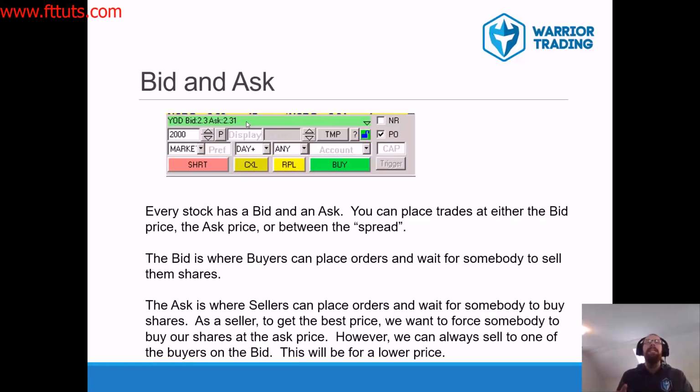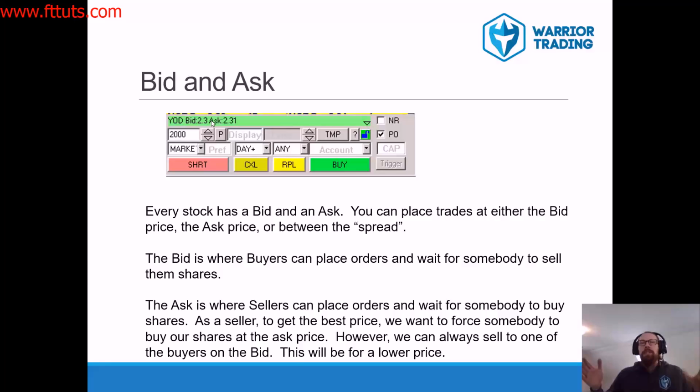into the trade immediately, you can simply buy from one of those sellers up on the ask. All right? You can buy from a seller on the ask and you'll get filled right away. You'll get filled a penny higher than the bid price, but you'll get filled right away. Alternatively, if you want to sell, you could sell on the ask, or you could sell to one of those buyers sitting on the bid and you'll get filled immediately.